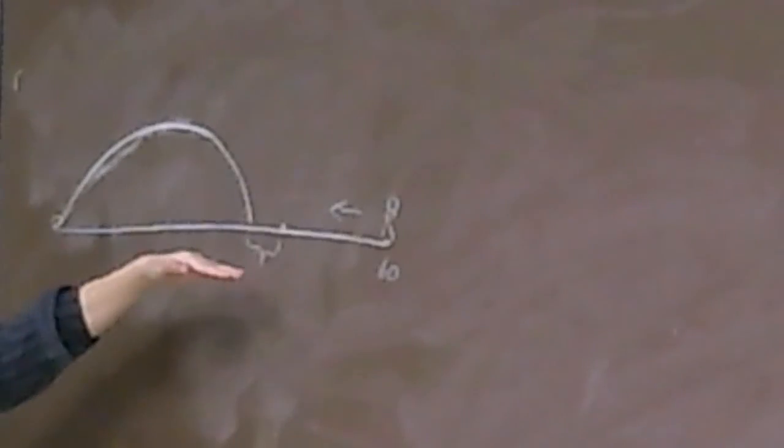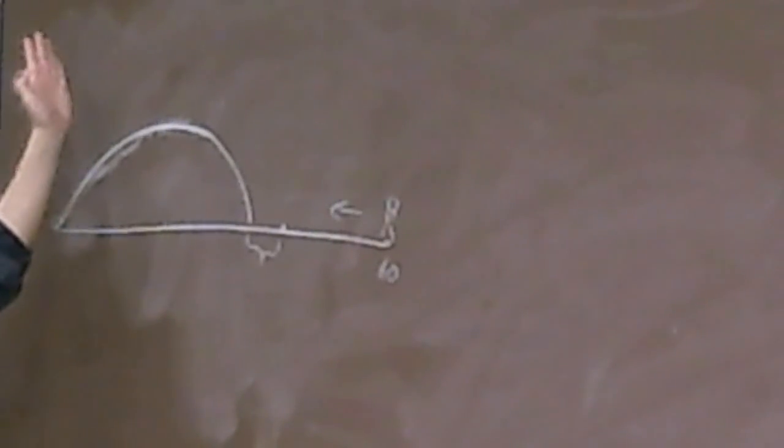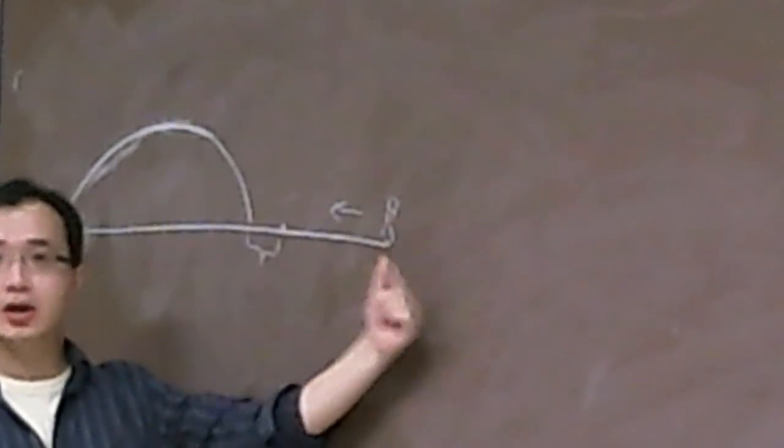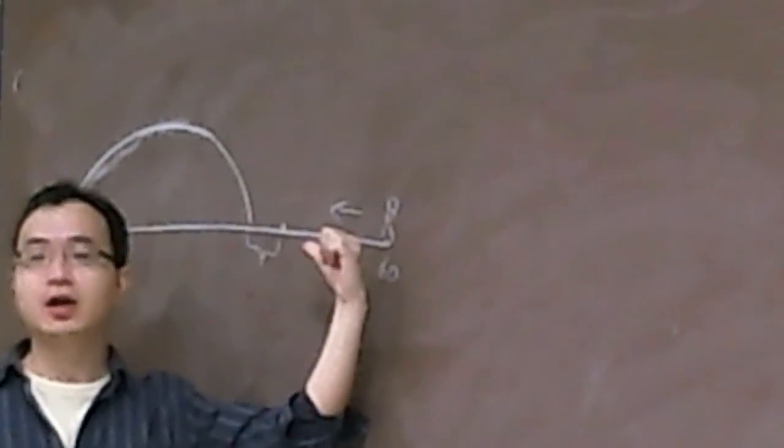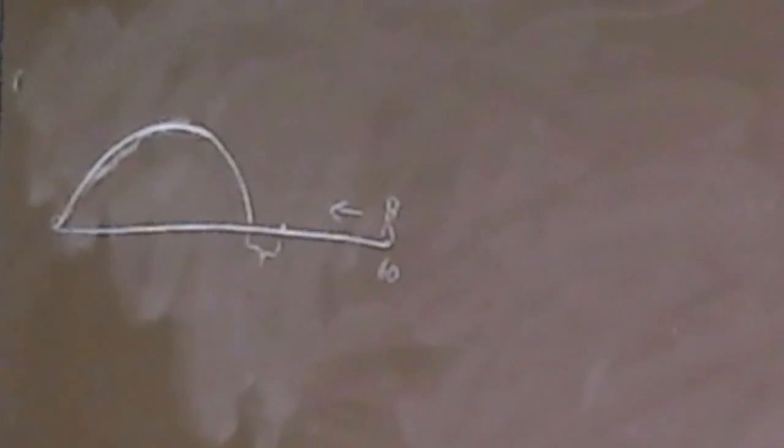For the ball, x direction motion. For the ball, y direction motion. And for the person, x direction motion. The three motions share the same time. That's the key to solving the problem. Okay?